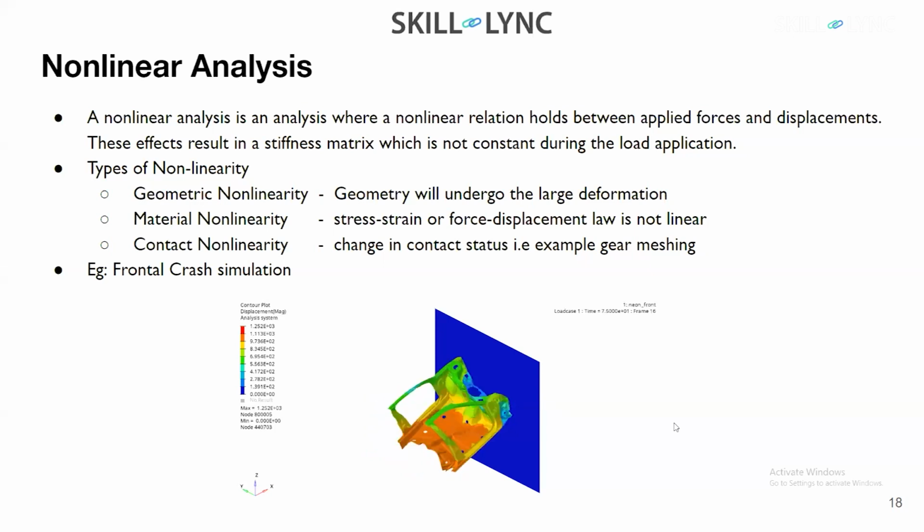Similarly, if I have contact between bodies, I'll say that my type of analysis is nonlinear. As you can see here, at the bottom you have a frontal car crash simulation. This component is a BIW component of a car called Dodge Neon, and it is a typical example of a nonlinear analysis.